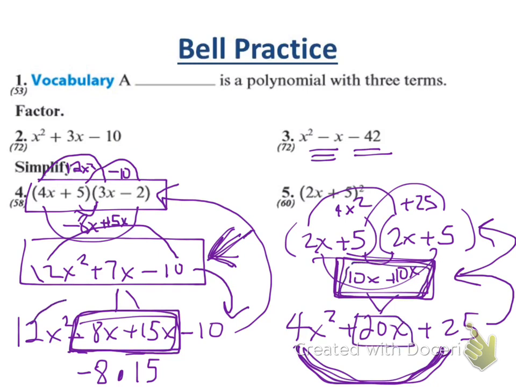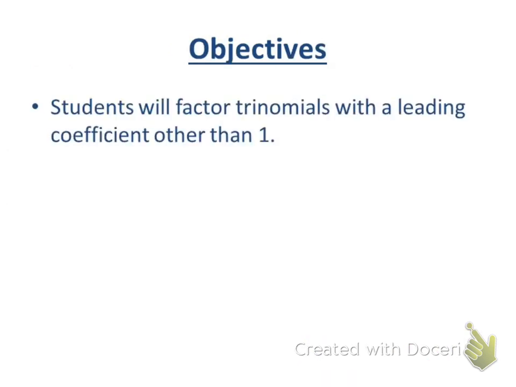The factors of negative 120 that add up to be 7 are negative 8 and positive 15. Okay, so that pattern is always going to work, and I know right now this is a kind of a scribbled up mess, but that's how the process is going to work. All right, so today we're factoring trinomials with a leading coefficient other than 1.